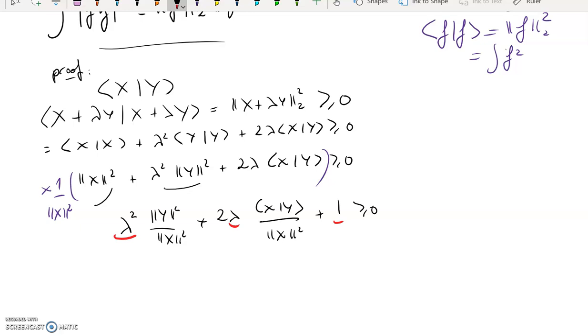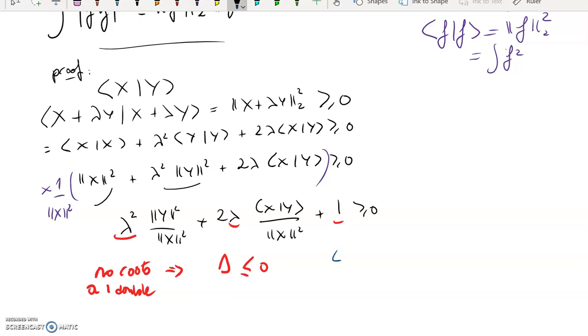So I can make the delta. What is important is that it's a polynomial in lambda that has a constant sign, always positive. It's a second order polynomial, which means that it doesn't have any roots, or one double root. So that means delta is smaller or equal to 0. Let's make the delta of this polynomial.